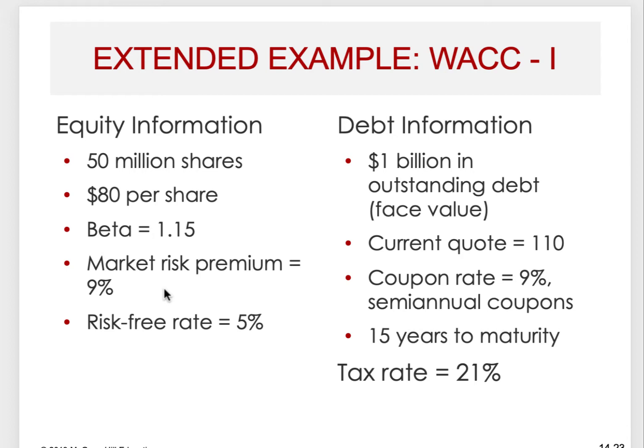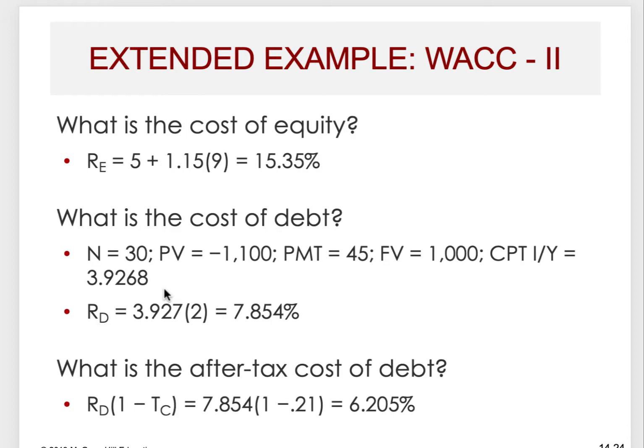They give us the coupon rate, 9%, telling us it's semi-annual. We got 15 years to maturity, and they gave us the tax rate. Our marginal tax rate is 21%. What do we do? Very simple. First, we got to figure out what's the cost of equity.